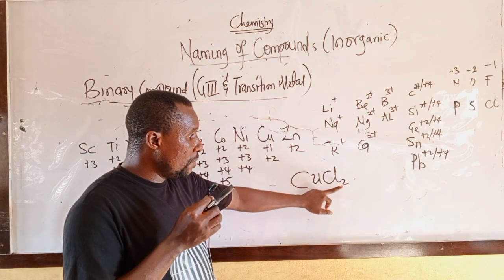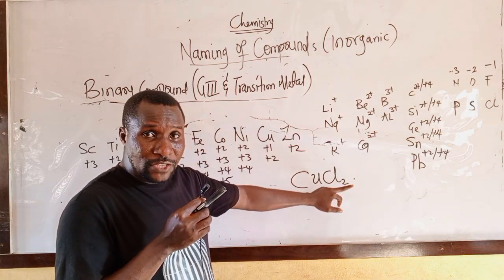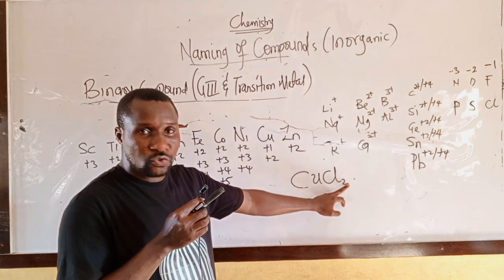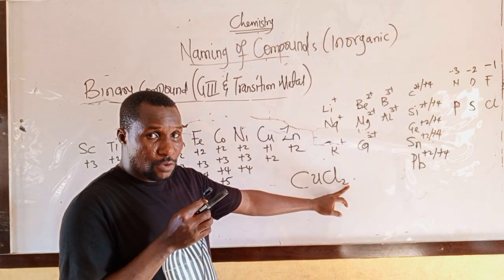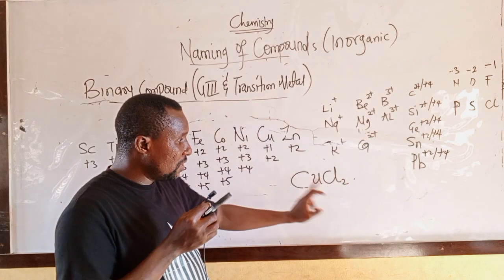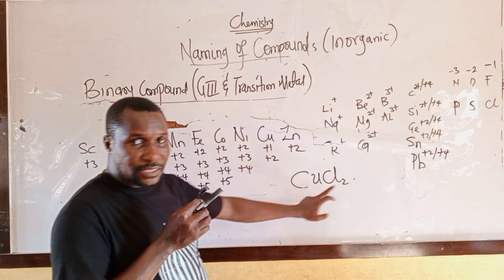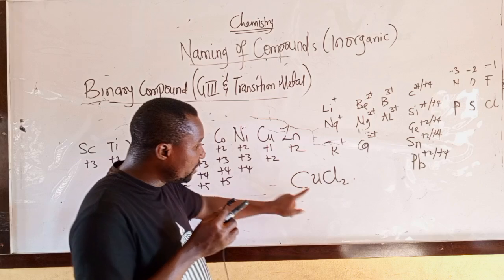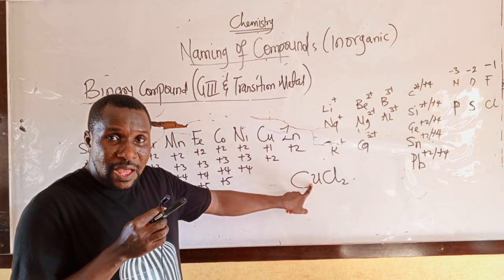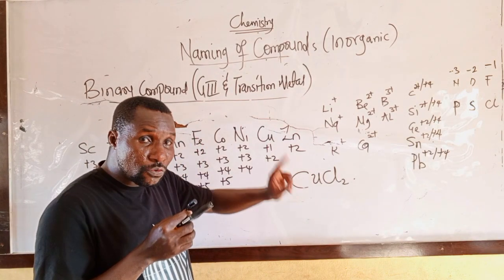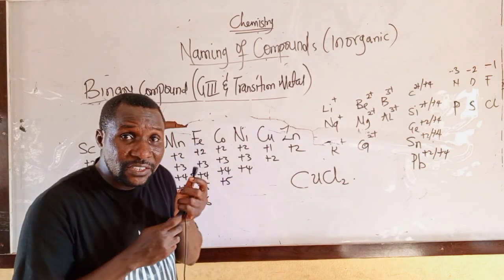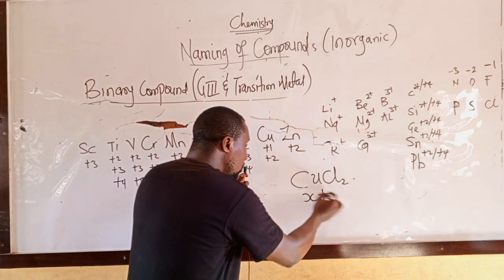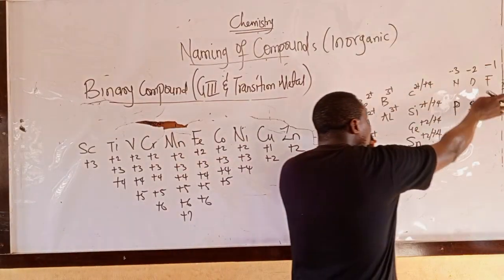Let me put it like that. The number you have here does not always show that the oxidation number of copper is 2. In this case, to name this compound, I'll first of all find the oxidation number of copper. How will I find it? Copper, oxidation number unknown, x, plus the oxidation number of chlorine, which I know is -1.